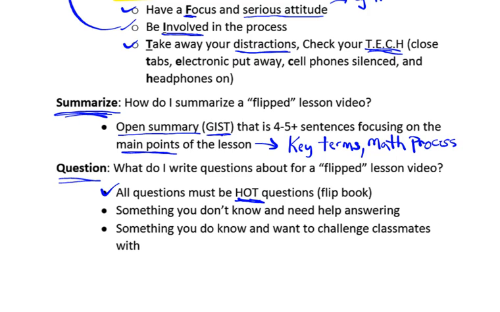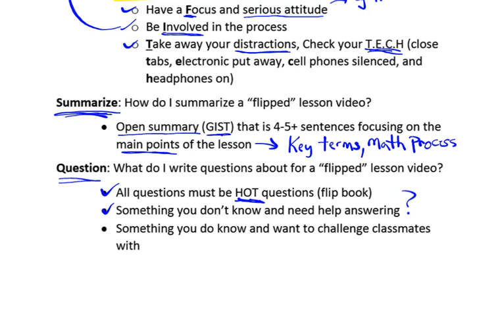Now, what can these questions be on? Well, we really want to focus on 2 areas. The first one, maybe one of the biggest, is there something you don't know and need help answering? You need to ask the question for the group that you'll be working with or for myself or Mrs. Dubé.